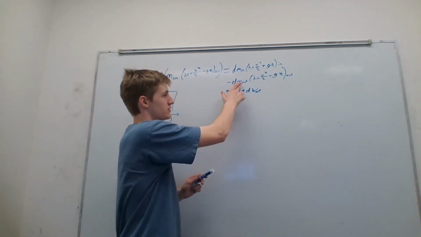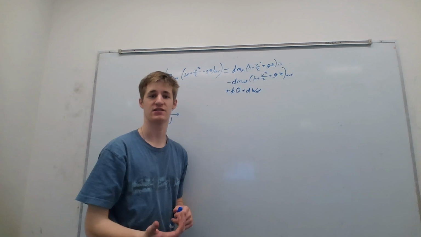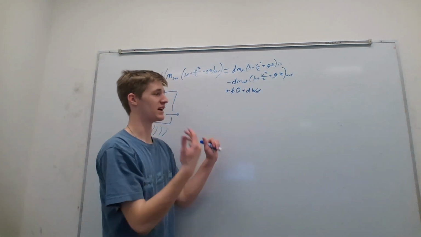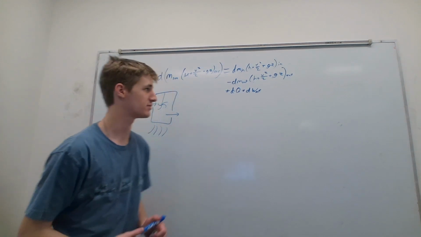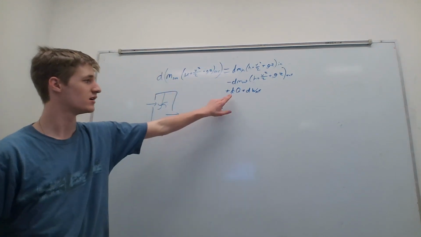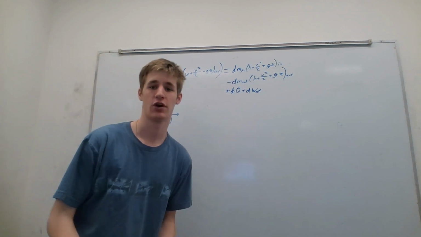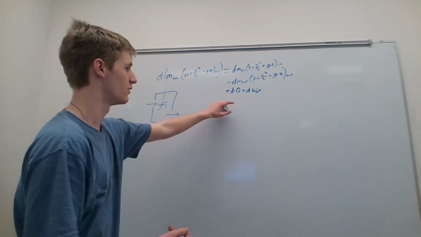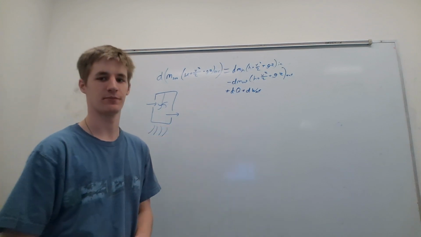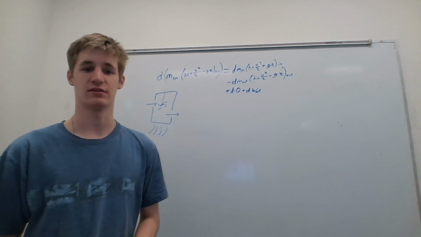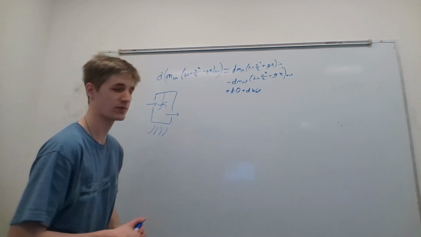Minus some differential change in mass coming out of the system times its own enthalpy per unit mass plus kinetic energy per unit mass plus potential energy per unit mass, plus any heat we add to the system, plus any non-flow work we perform on the system. Right, and so now I will be doing an example with this.